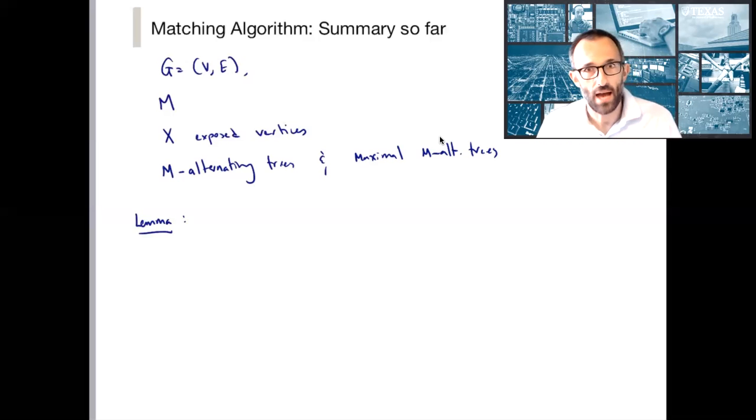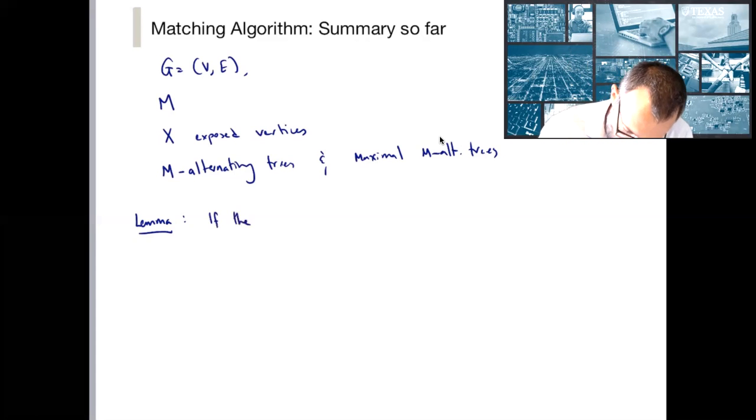What can happen when we start growing our M alternating trees? Well, we're either going to find an augmenting path, in which case we add it and repeat, or somehow the process stops. So the question is, if it stops, can we say that we are done? Can we assert that M is maximal? And so the lemma that we gave at the end of the last lecture is a sufficient but not necessary condition for when we can stop.